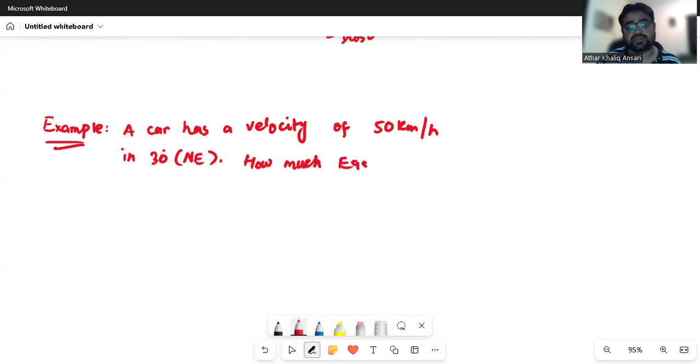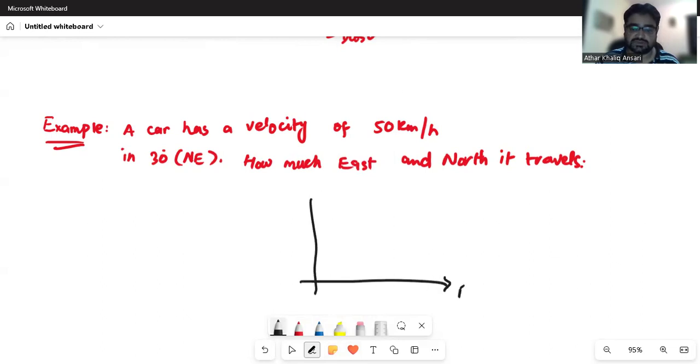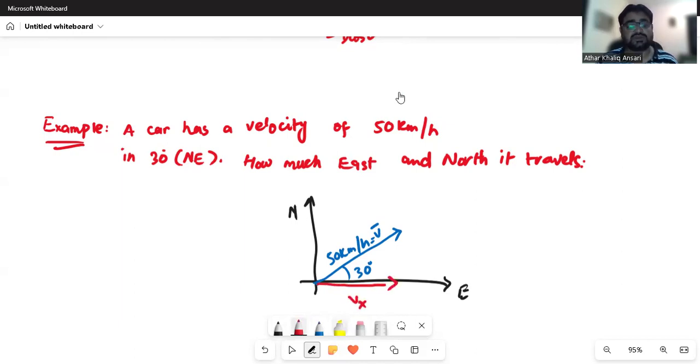So how much eastward and northward will it move? Even though we don't need the figure here, just to show you, if this is the east and this is the north direction, this is the velocity of the car. Let's say this is 50 kilometer per hour, this is velocity V. So this velocity is making angle 30° with the x-axis. So eastward means they are asking about Vx. So this component Vx they are asking us.